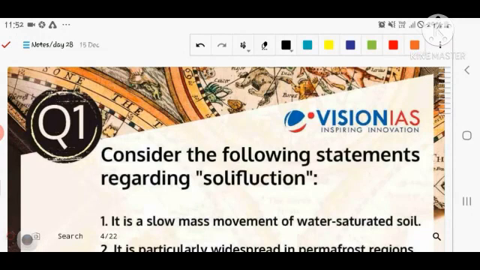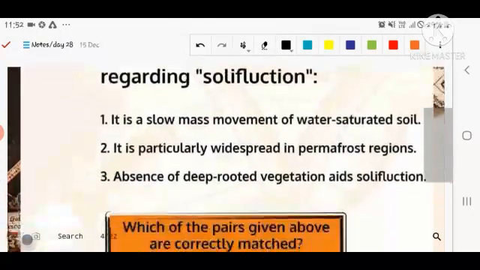First question is about solifluction, what is this process. Basically it is related to geography, in which you have to answer a statement-based question, in which 3 statements are given in front of you.